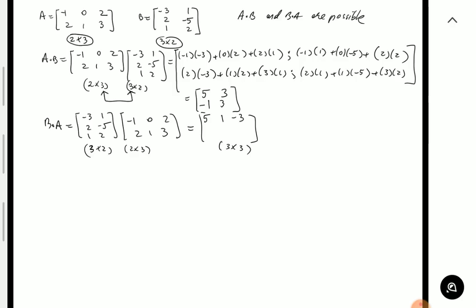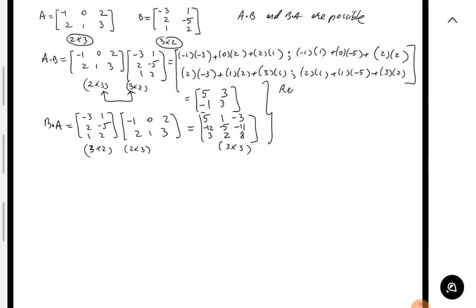Now row 2 with the other columns. Minus 2 minus 10, that's negative 12. 0 minus 5. And then 4 minus 15, negative 11. Row 3 with the other columns: minus 1 plus 4, and that's 3. 0 plus 2. And then 2 plus 6, which is 8. Alright, so that's going to be b times a.